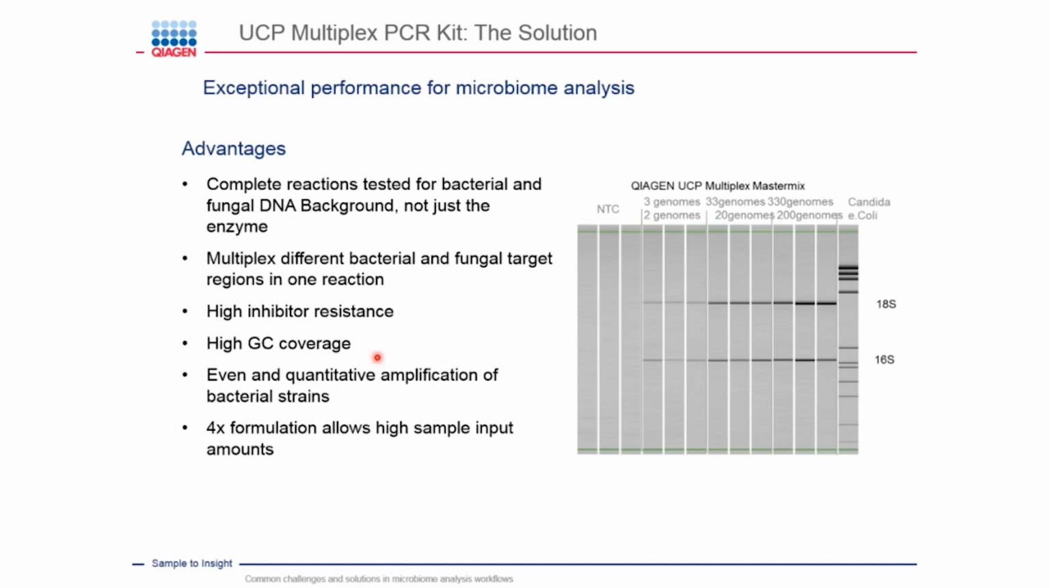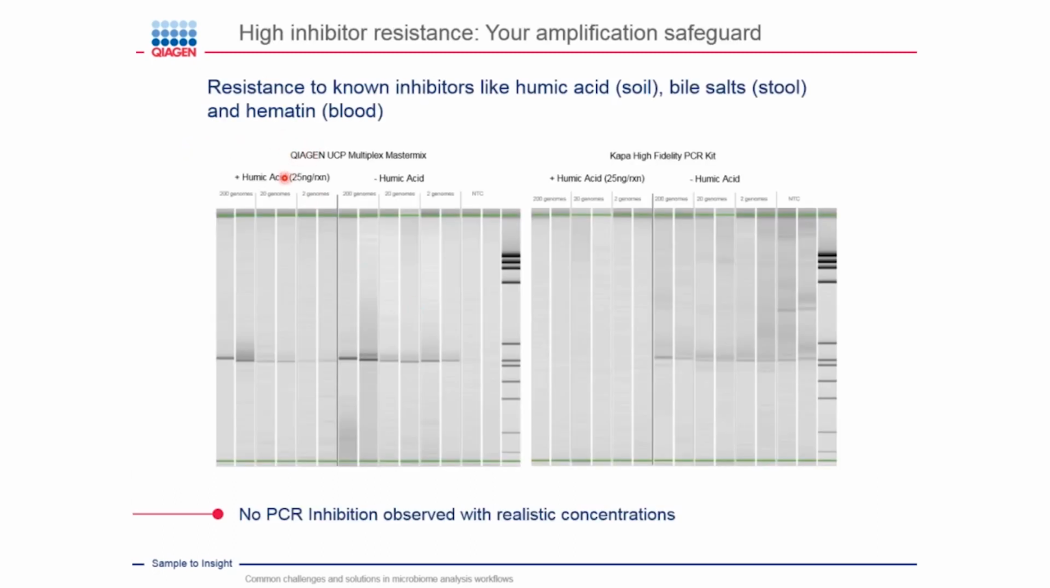So we could show that we can amplify from 25 to 85% GC without any modifications of the protocol or the mix. So how do points like inhibitor resistance or the background come into play for your samples? Here we have used humic acids, a known inhibitor which is co-purified from soil samples, and looked for the 16S amplification. Here you see 16S with 200, 20 or 2 E. coli genomes in the presence of humic acid and in the absence of humic acid.